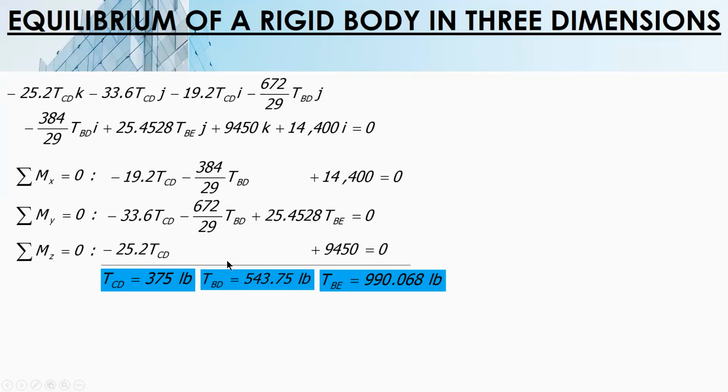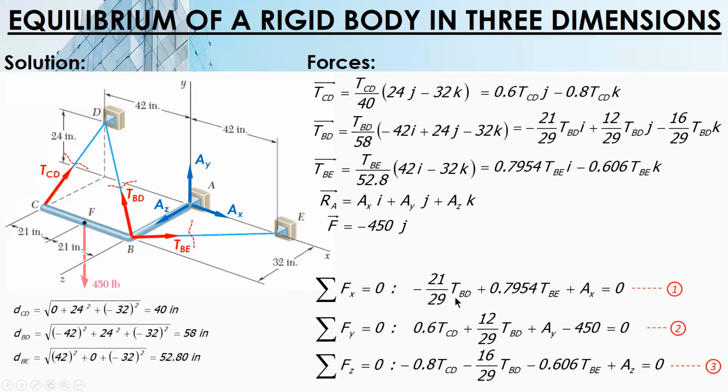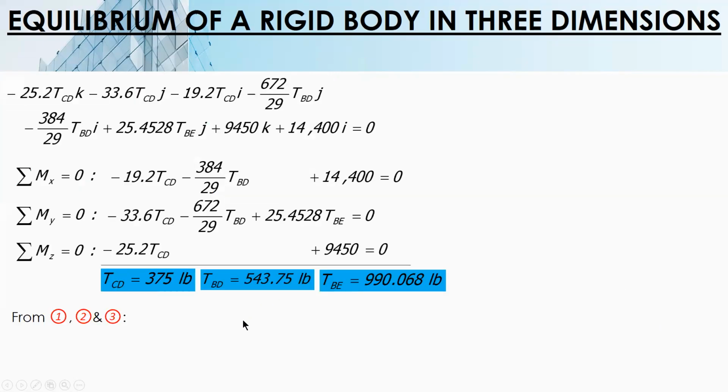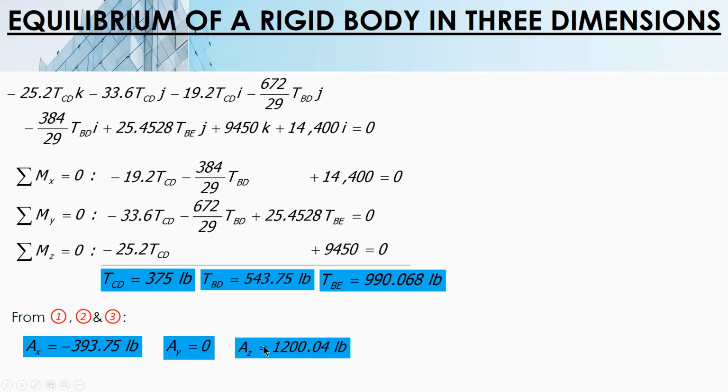And with the values of TCD and TBD, you can solve for TBE. Any method you want. And from equations 1, 2, and 3, we have already solved the 3 tensions: BD, BE, CD. We can now solve for the components. So we have this one: EX, EY, and EZ. That's the result. After substituting the three tensions, that gives the result for the components.